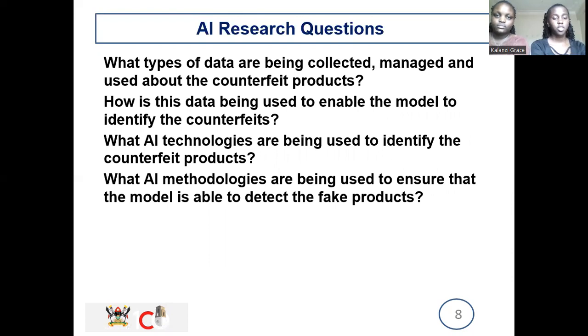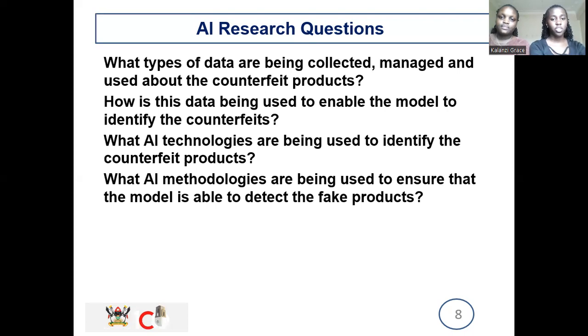The questions that we based on what types of data are being collected, managed, and used about the counterfeit products. Like what type of data are we out here looking for? And of course, we are mostly using image data. Then how is this data being used to enable the model identify? This data is going to be used to train the model so that it can actually identify.